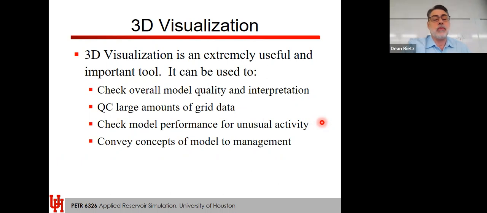You could check the model performance for unusual activity, like let's say you have a fault block that's depleting that you thought was isolated. Well, you could look at pressure and see where the pressure in that fault block is depleting, and find out, oh, there's a misdescribed fault in that area, and you go in and then you can fix that. And then convey concepts to management. A lot of times if you're presenting the results, let's say you want to show a water flood that's more effective, well, you could show the sweep of the water. So it's a very good tool. I encourage you, especially in Project C, to use some of the visualization tools that you have. Sometimes people don't do that.